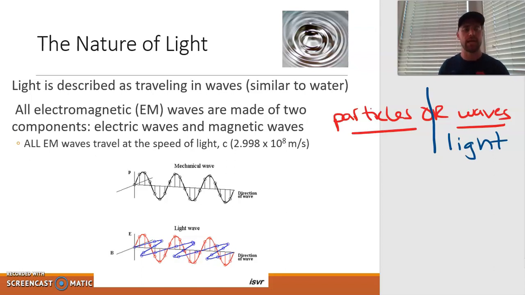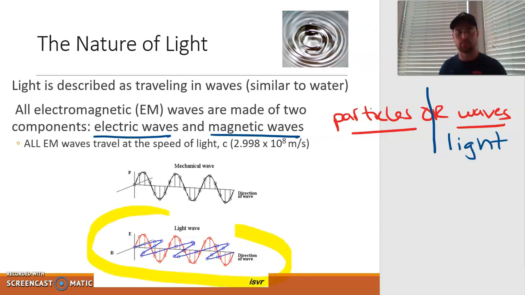Let's talk a little bit about light. Light is actually composed of two components, electric waves and magnetic waves. A light wave actually has both of those components, and that could be shown down here. So if you think about a wave, think about like if I had a slinky, and I just went up and down, up and down.